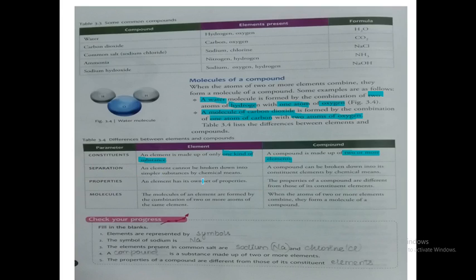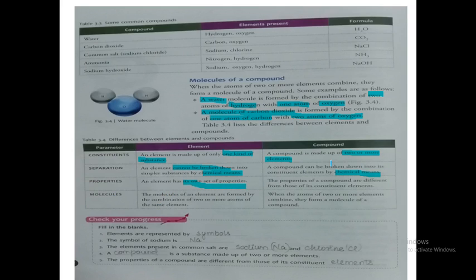Separation. Elements cannot be broken down into simpler substances by chemical means, but a compound can be broken down into simpler substances by chemical means. We have seen the example of water, which can be broken down into simpler substances by a chemical change, that was electrolysis. Properties. An element has its own set of properties.